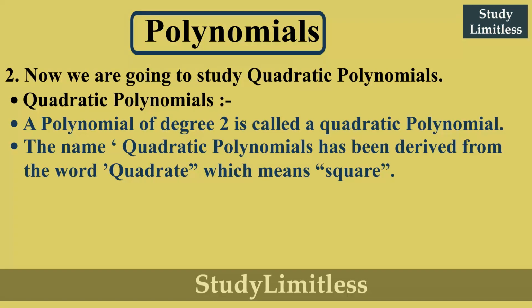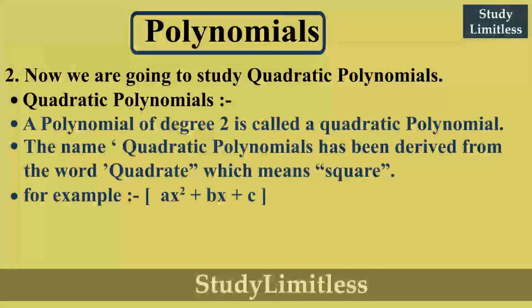Now we'll see some examples. For example, we have ax square plus bx plus c. Suppose this is the equation. In this equation, we have some coefficients. What are the coefficients? If you see this example, we get a and b as coefficients, and c is alone, it is called a constant.